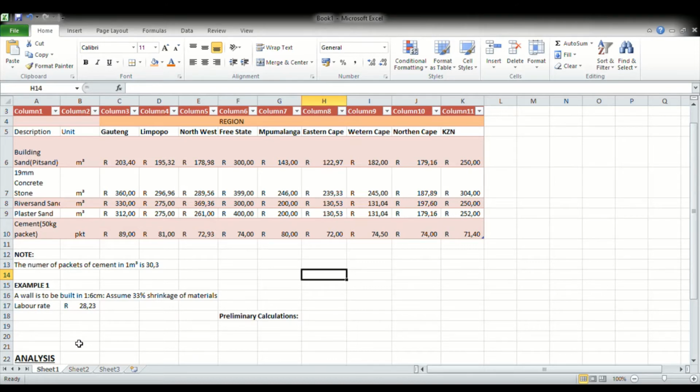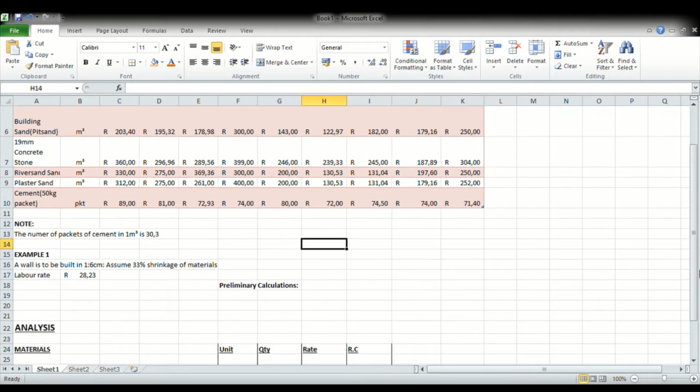Okay, so in this example here, we are told that a wall is to be built in 1:6 cement mortar. Remember when I told you about the proportions of cement is to sand? Well, this has been given to us as 1:6 cement mortar. And you remember when I told you about the bulking and the shrinking of the materials? Here we are going to assume that we have a 33% shrinkage of our dry materials, and the labor rate that we are going to use there is 28 rands 23 cents.